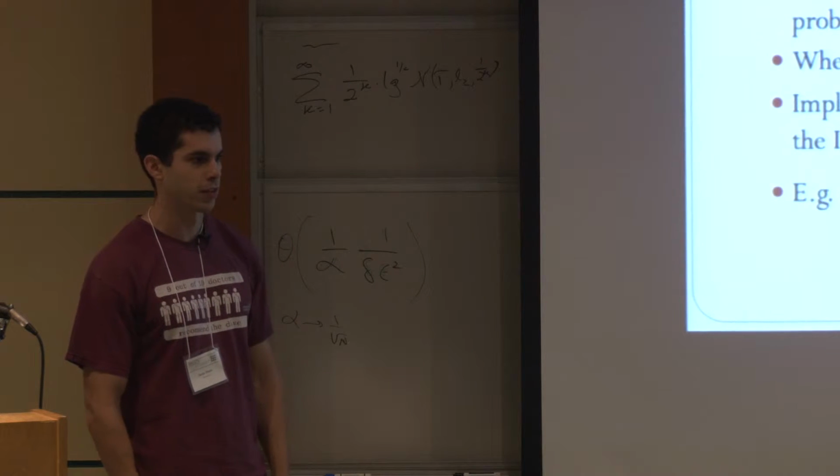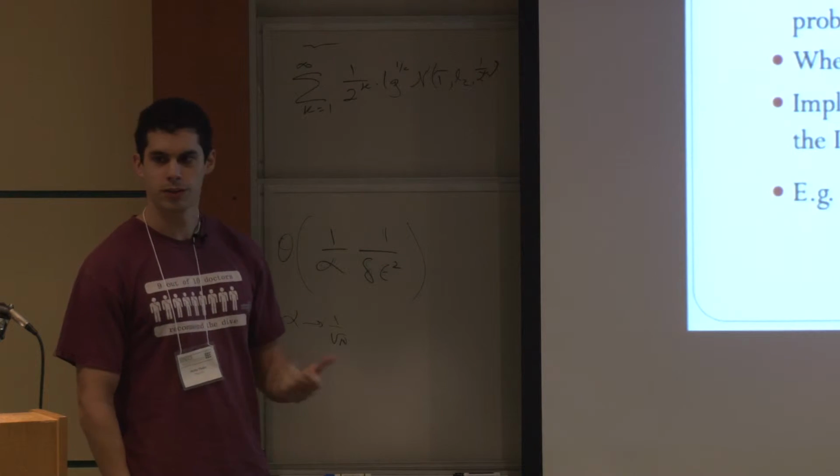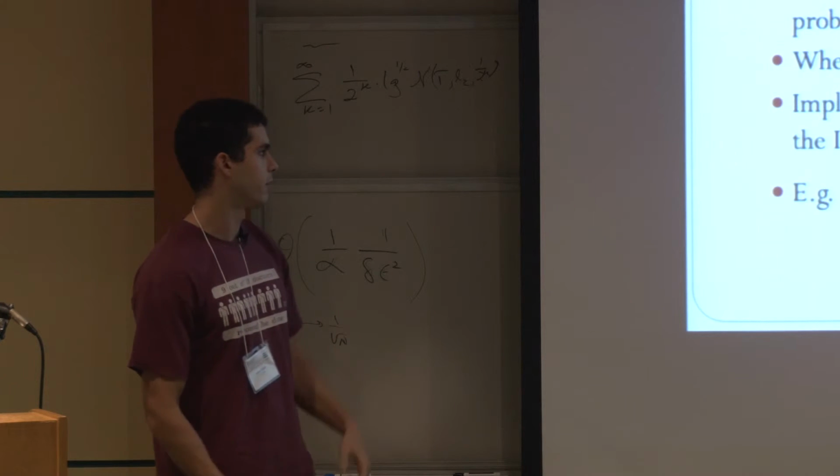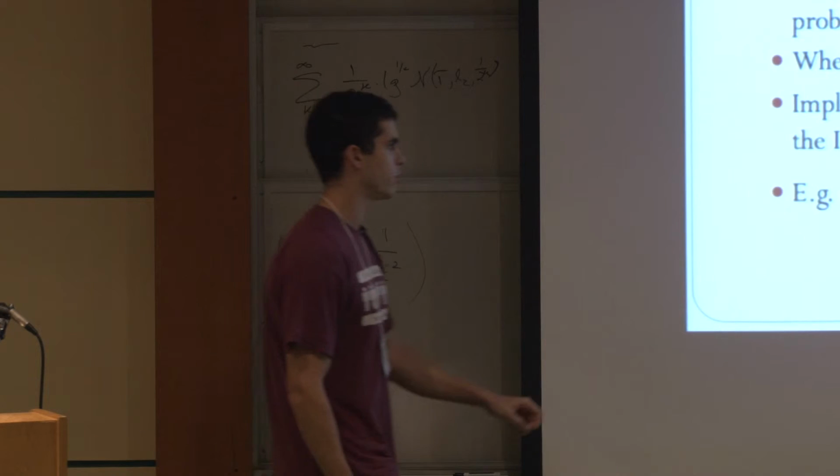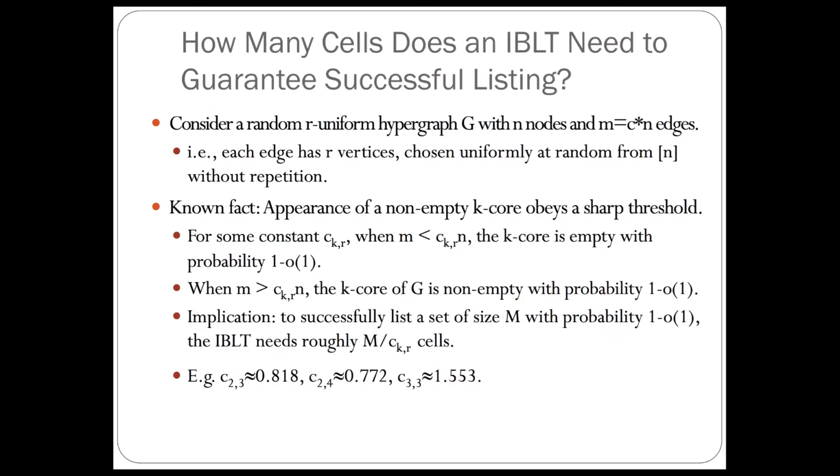Does that statement make sense? Okay, so what it means is that if you want to make sure that listing in this IBLT will succeed with probability 1 minus little o(1), you need a constant factor more than m over this threshold constant number of cells, where m is the number of items you want to be prepared to recover or list. And these constants are very well understood and they're very reasonable as well.